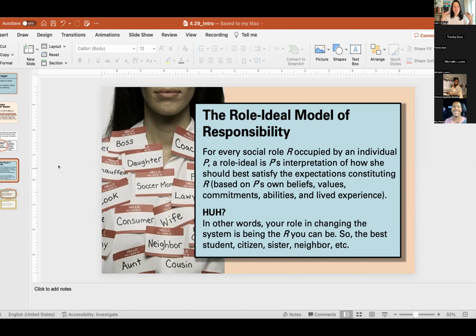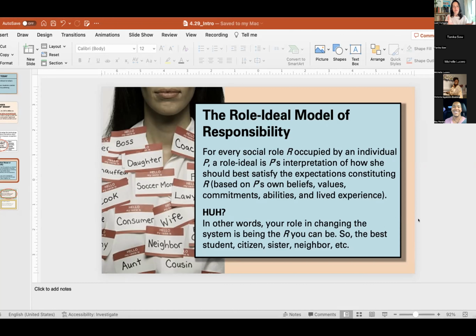So really pushing ourselves to listen, to pay really close attention to what people are saying, especially when we see a major social issue connected to a form of oppression, really trying to open up our minds and listen to the people who are most affected by those forms of oppression to help modify some of our beliefs, values, commitments, abilities, and lived experiences in constructing what that ideal role looks like. So that's a long and complicated way of saying your role. So what you can do about these issues, your responsibility to address those issues in changing systems of oppression.